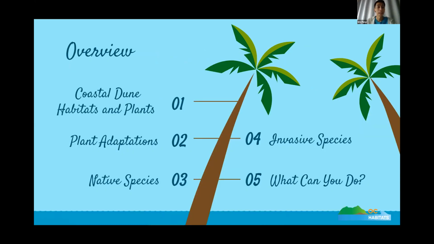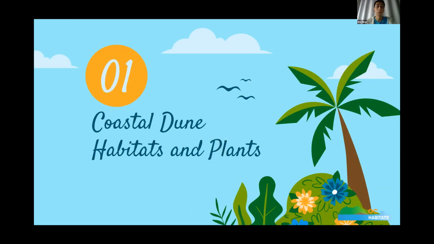So, as a quick overview, I'll start by explaining what coastal dune habitats and plants are. And then I'll be describing plant adaptations that coastal dune plants commonly share. And I'll be giving an overview of what common native species you can find, as well as invasive species that are present in coastal dune habitats. And then I'll be talking about threats to coastal dune habitats and the plants and what you can do about that. So coastal dune habitats.